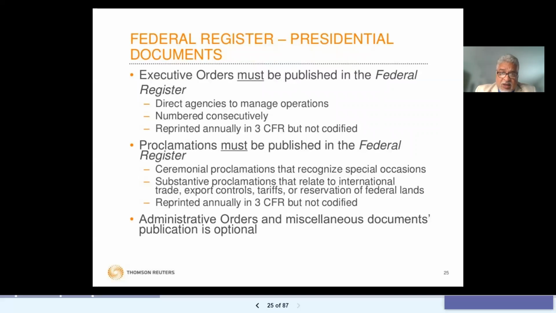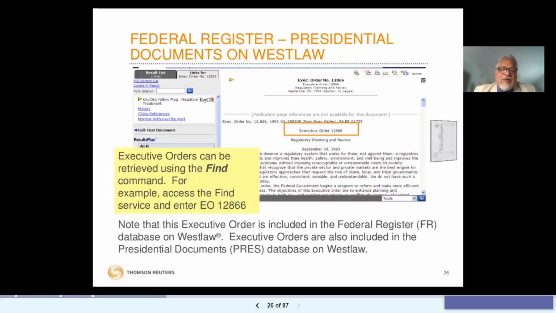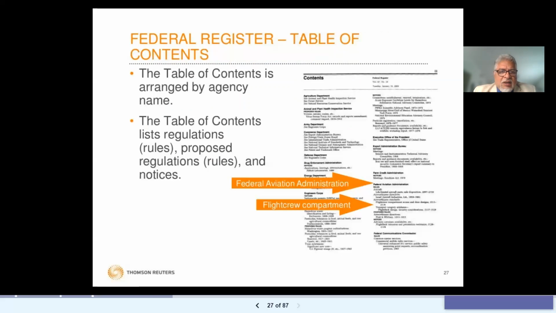Okay, presidential documents. Again, many presidents as of late have basically ruled by executive orders, and they'll be published in the Federal Register. This proclamation must be published in the Federal Register as well, and the administrative orders and miscellaneous documents are optional. Those do not have to be published, okay? Federal Register presidential documents on Westlaw are available on many of our databases.